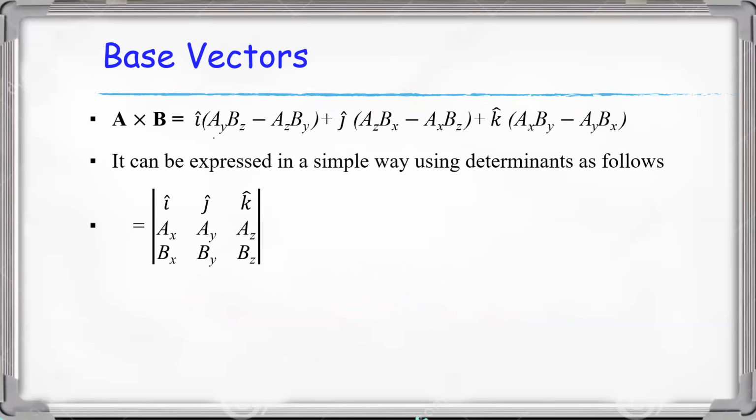These components can be expressed in a simple manner by the use of determinants. Have you heard it? Matrix and determinants. Then if we represent it, it is a 3 by 3 determinant. First we write the unit vectors or the base vectors I, J, K, and the components of vector A: Ax, Ay, Az. And in the next row, we write the components of vector B: Bx, By, Bz.